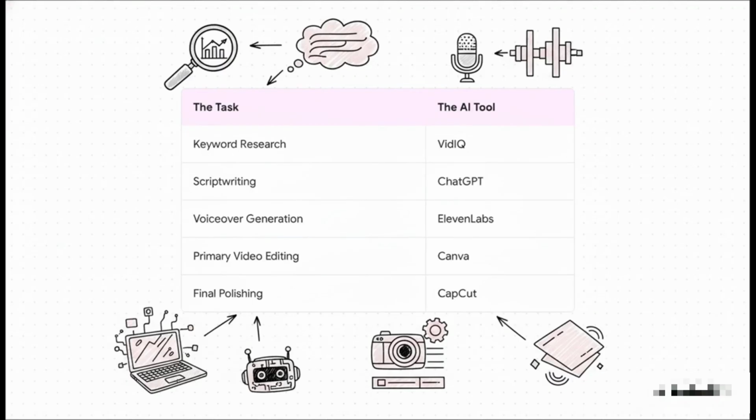And here's the crew list. VidIQ? That's your research analyst. ChatGPT? That's your scriptwriter. 11 Labs is your voice actor. Canva is your main video editor. And CapCut is the one who comes in and adds that final polish. It's a whole production team, and it all fits right on your laptop.